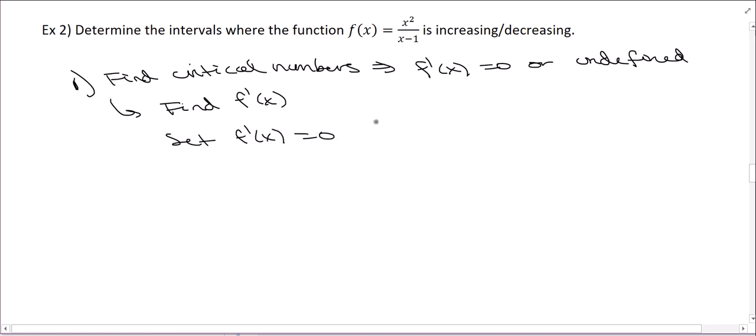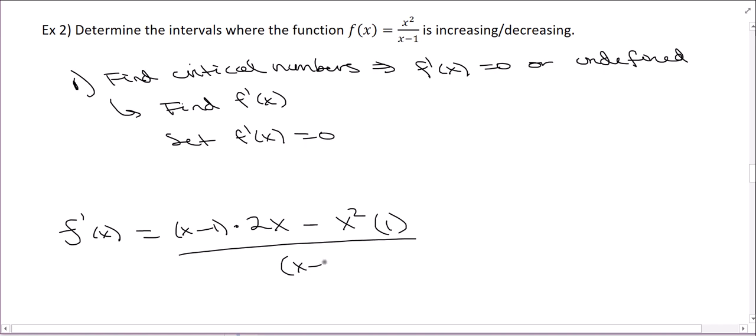So let's look at our function. f of x is x squared over x minus 1. So then f prime of x, we're going to use the quotient rule. So the bottom, x minus 1, times the derivative of the top, which will be 2x, minus the top, x squared, times the derivative of x minus 1, which is just 1, all over the bottom squared.